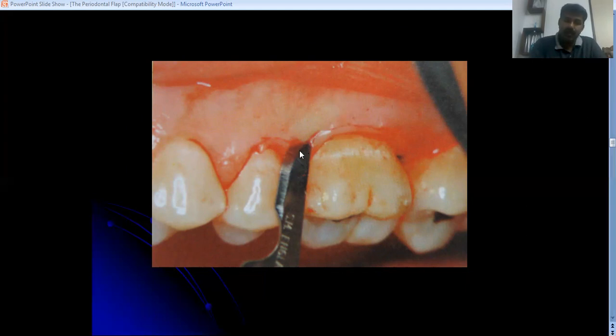So if you carry it like this, then you carry it down like this, like this, like this, you come like this. So that is the internal bevel incision.